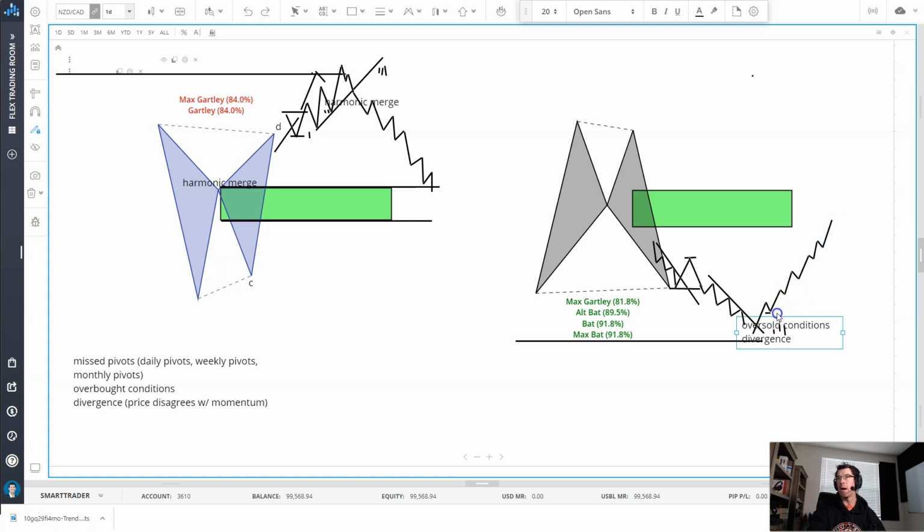You can start looking at buying dips and buying pullbacks. You can start looking at buy stop levels where price is going your way and price continues to go higher to get you back into your profit window. Your 382, your 50, your 618, there's your harmonic merge. All of those for me are profit levels, right?